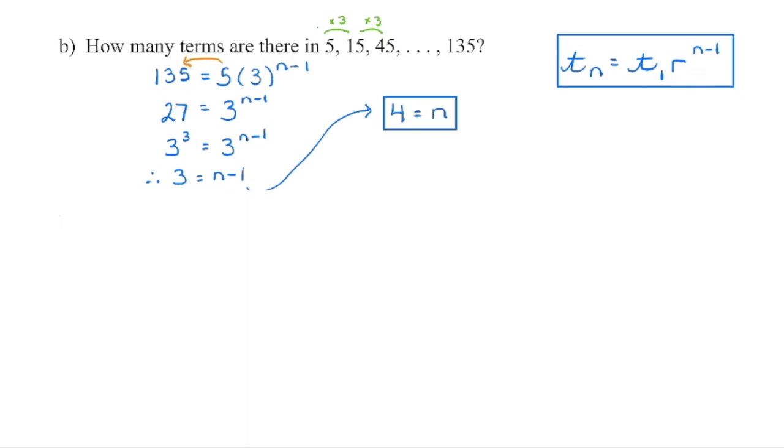And then you can always check this. So substitute it back in. We have 5 as term 1. 3 is our common ratio, and we have 4 minus 1 is 3. Does that give us a value of 135, which is the last term in this sequence? And it does. So in this case, we don't actually need those ellipses. There are 4 terms in that sequence.